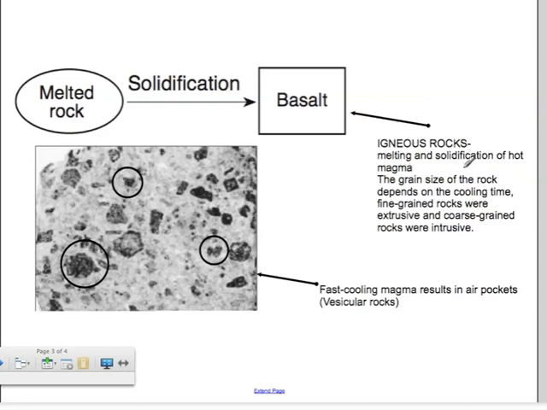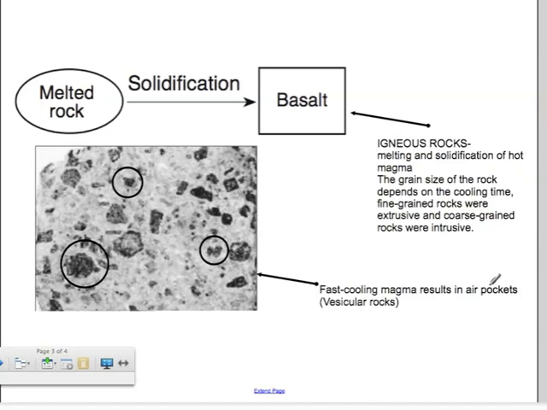The grain size of the rock depends on the cooling time. Fine-grained rocks were extrusive, and coarse-grained rocks were intrusive. Extrusive rocks have a shorter cooling time, so they are cooled much more quickly than intrusive rocks.